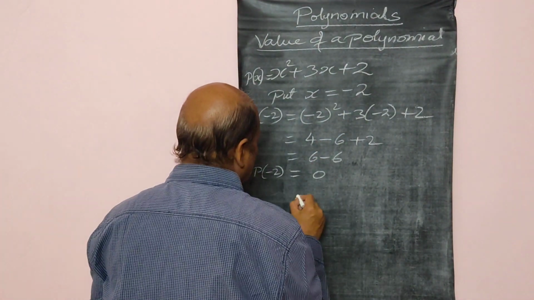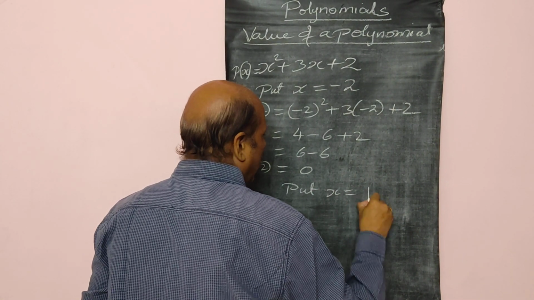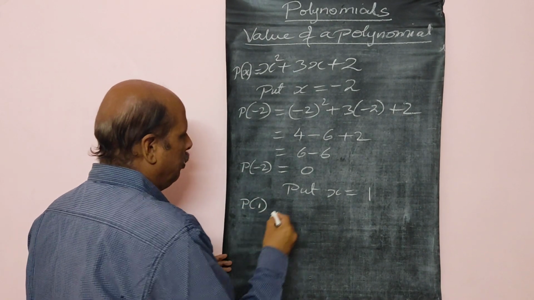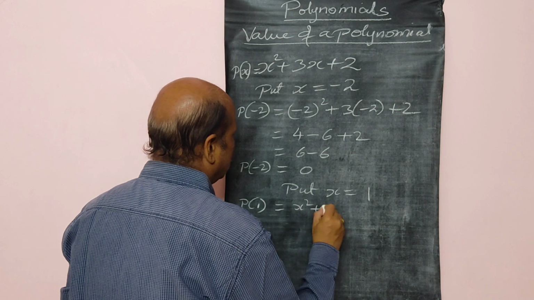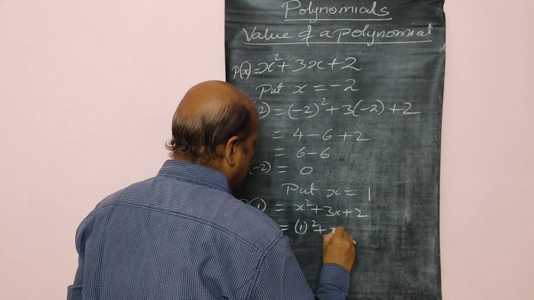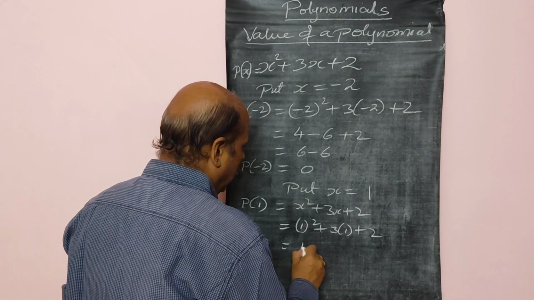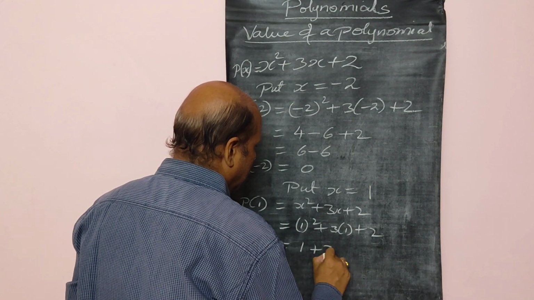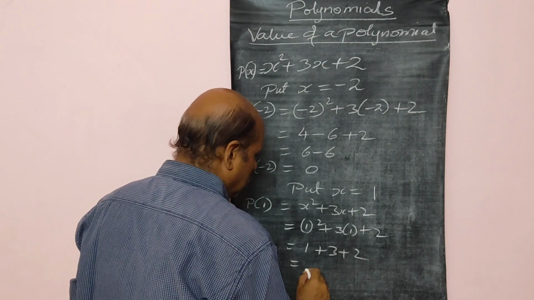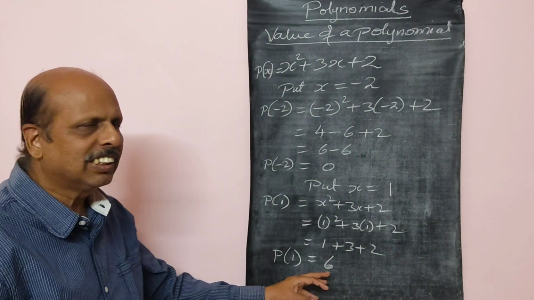Now in the same case I put x is equal to 1. When I put x is equal to 1, I calculate p of 1. What is the polynomial? x square plus 3x plus 2. I put 1 square plus 3 into 1 plus 2. 1 square is 1, 3 ones are 3, plus 2: 1 plus 3 is 4, 5, 6. So the value of the polynomial at x is equal to 1 is 6.